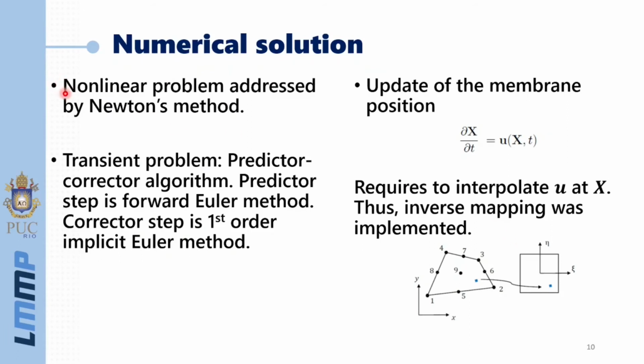The nonlinear problem is addressed by Newton's method. The transient problem uses a predictor-corrector algorithm. The predictor step is the forward Euler method, and the corrector step is the first-order implicit Euler method. In order to update the membrane position, these equations need to be integrated, which requires interpolating U at x. Thus, an inverse mapping scheme was implemented. This scheme allows us to obtain the local coordinate for a given global coordinate.